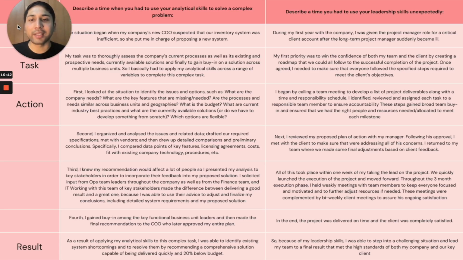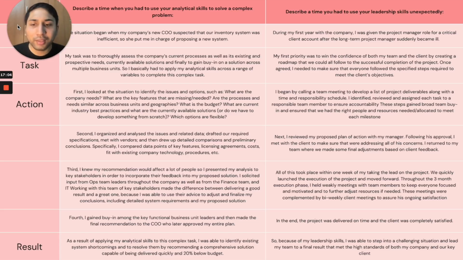Second, I organize and analyze the issues and related data, drafted our required specifications. Specifically, I compare data points of key features. Like again, analytical skills are coming here, that this person basically can analyze data, draw conclusions, organize data, right? So that's the point. With every action that you are taking, you're telling about your attributes.